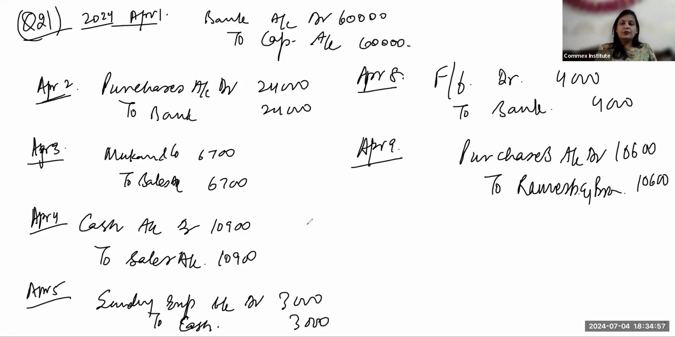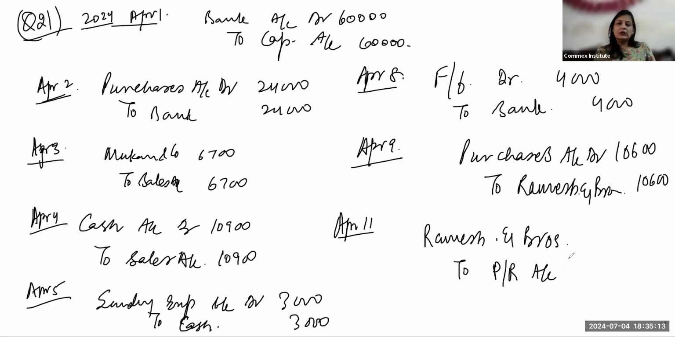Next one, Priyanka, April 11. Ramesh and Brothers account debit because it is a credit transaction. So it will be the reversal of the above transaction to purchases return account by the amount 1,500. 1,500. Okay, so be careful. That was not a cash transaction. So the reversal will also be accordingly, right? Now, next one. Atrey, is your mic working now? April 12th.